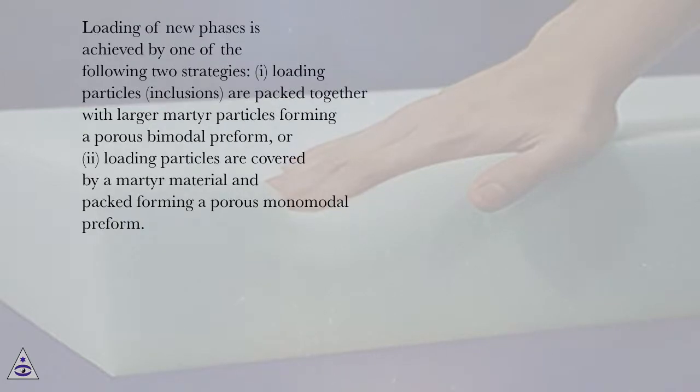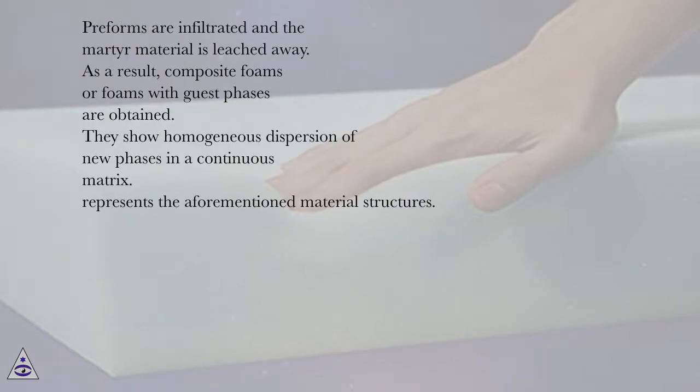Loading of new phases is achieved by one of the following two strategies. 1. Loading particles, inclusions, are packed together with larger mortar particles forming a porous bimodal preform, or 2. Loading particles are covered by a mortar material and packed forming a porous monomodal preform. Preforms are infiltrated and the mortar material is leached away. As a result, composite foams or foams with guest phases are obtained. They show homogeneous dispersion of new phases in a continuous matrix. Represents the aforementioned material structures.